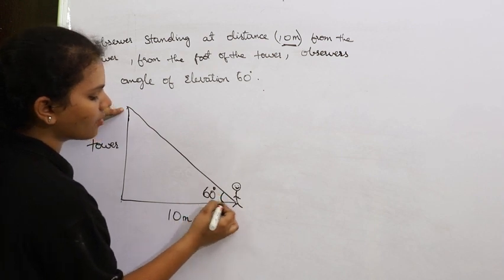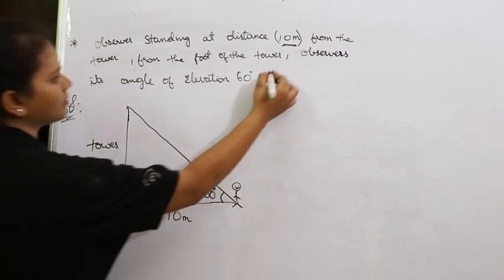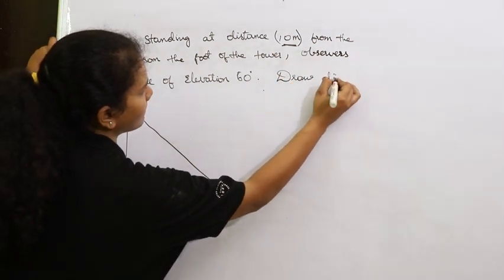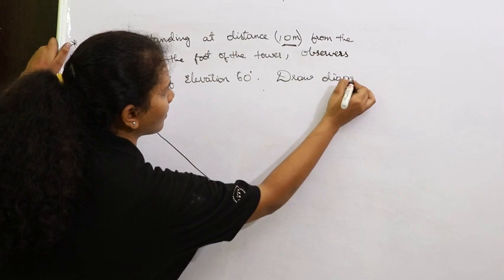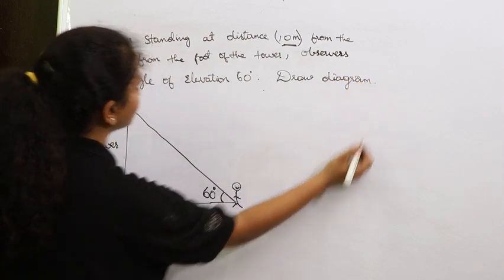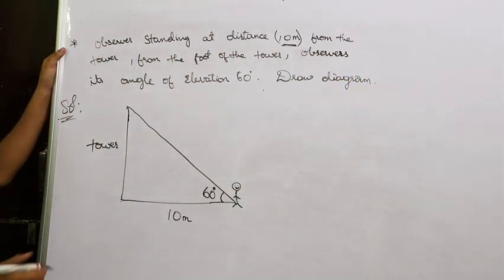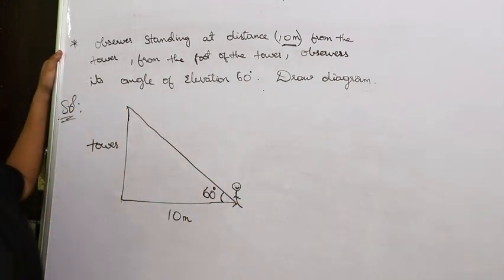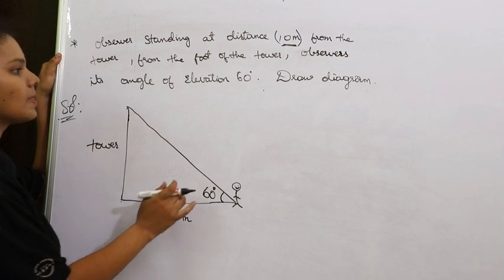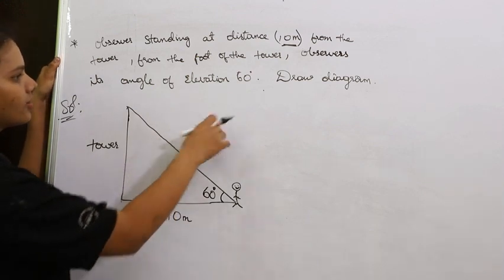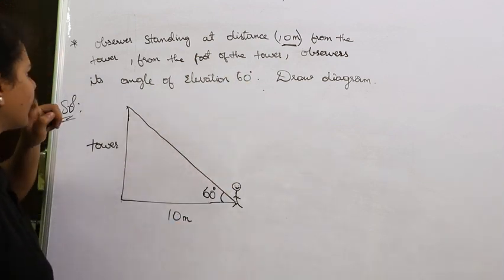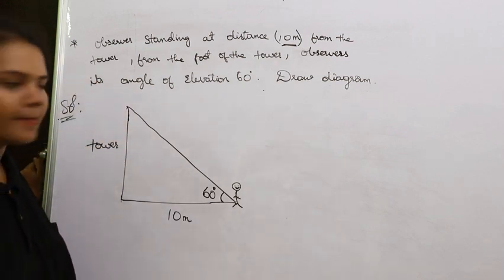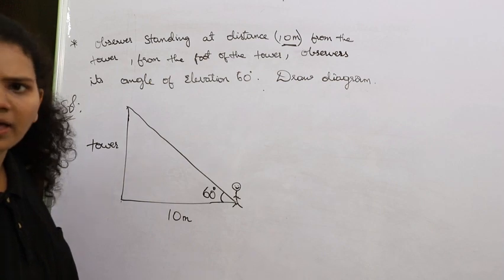Now they are asking nothing but to draw the suitable diagram. They are not asking to find the tower height or the hypotenuse, etc. They are just asking to draw the diagram. So here the diagram is this; this will be the suitable diagram for this given case. Clear? I will explain this again.